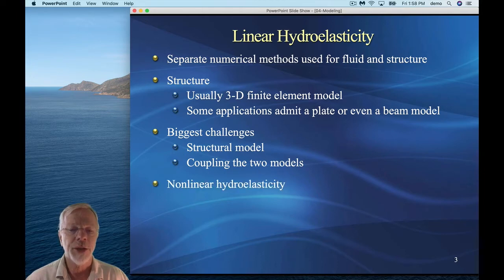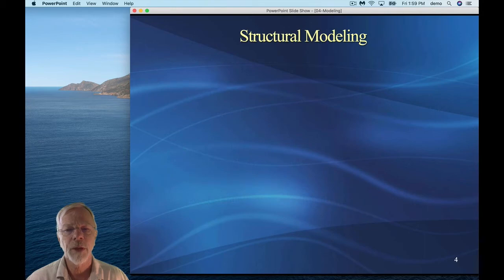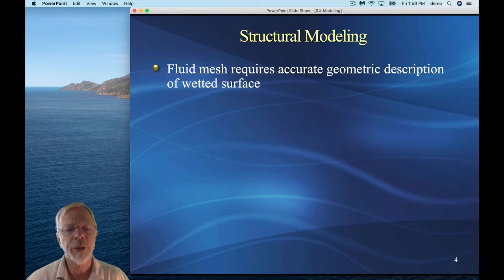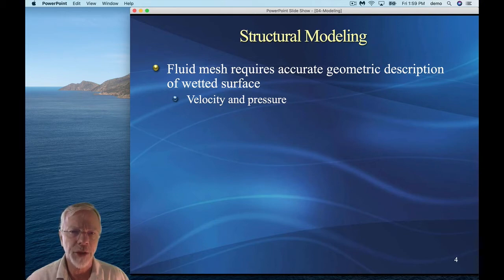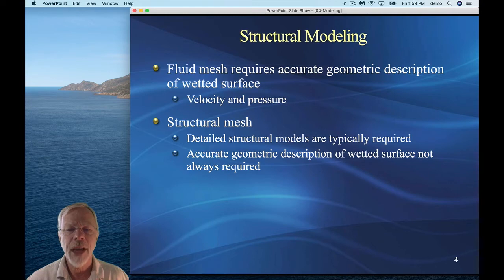In nonlinear hydroelasticity, on the other hand, the situation is just the reverse, and really the biggest challenge is the fluid models and the coupling, of course. In terms of structural modeling, the fluid mesh requires accurate geometric description of the wetted surface, but the structural model does not. The fluid mesh is concerned about the velocities at the wetted surface and then the pressures generated from the fluid. For the structural mesh, we require a detailed structural model, but it doesn't necessarily have to capture terribly accurately the geometry of the wetted surface.